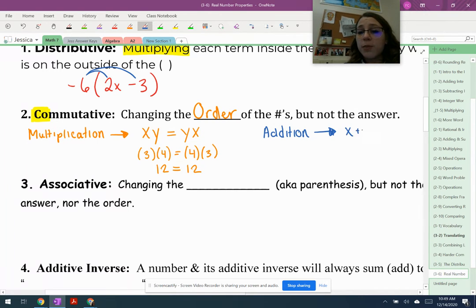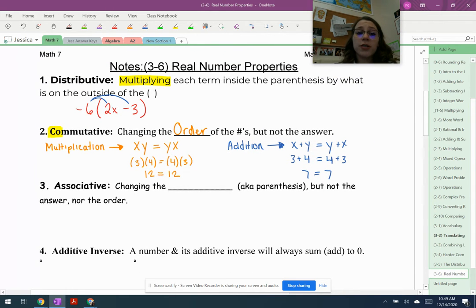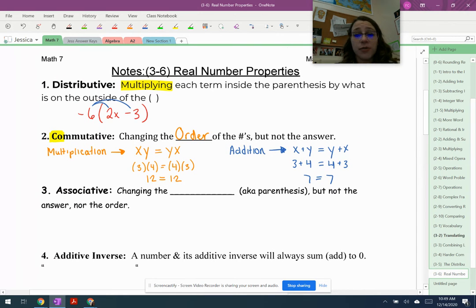If I have x plus y, that's the same thing as y plus x. 3 plus 4 is the same thing as 4 plus 3. 7 is equal to 7 for both of those situations. So it works for addition and multiplication, but not for division and subtraction. 1 minus 2 isn't the same thing as 2 minus 1. One is a positive and one is a negative.